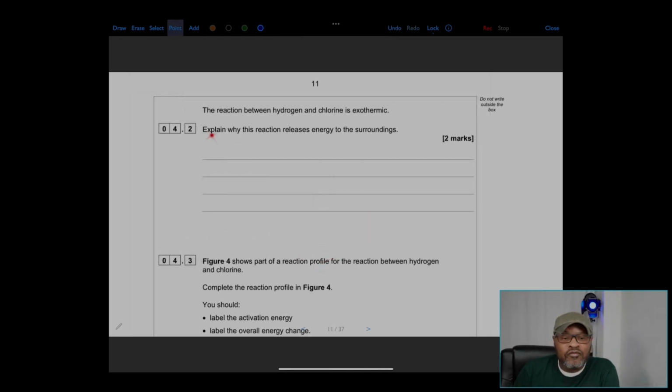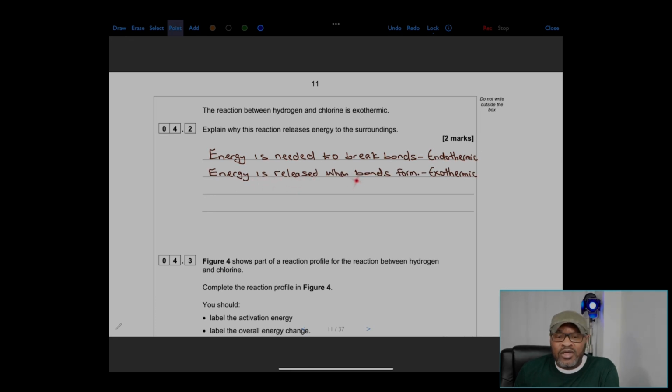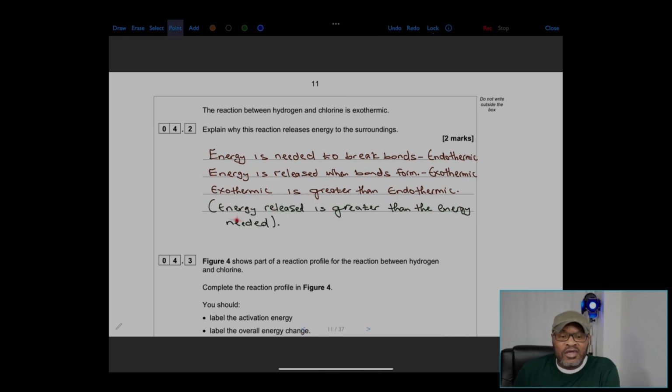Question 4.2. The reaction between hydrogen and chlorine is exothermic. Explain why this reaction releases energy to the surroundings. Exothermic is releasing energy to the surroundings. Energy is needed to break bonds, that's endothermic. Energy is released when bonds form, so that's exothermic. Also, the exothermic is greater than the endothermic, and therefore the energy released is greater than the energy needed.